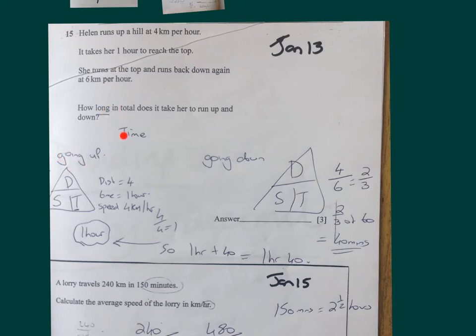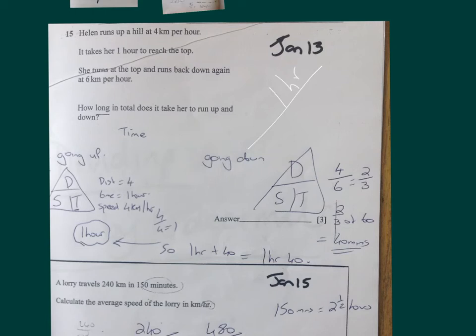So how long is all about time? So we're looking to find time. The distance up the hill was 4. The time it took was 1 hour, because it says 1 hour. So 4 divided by 4 gives you the 1 hour. The distance is 4, the speed is 4 as well. So 4 divided by 4 gives us that 1 hour. So it's taking her 1 hour to run up the hill. Okay, that's her running up the hill in 1 hour.